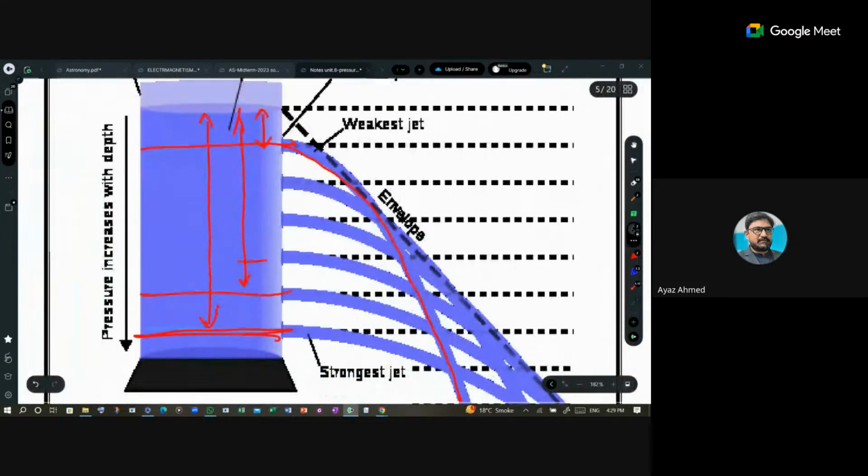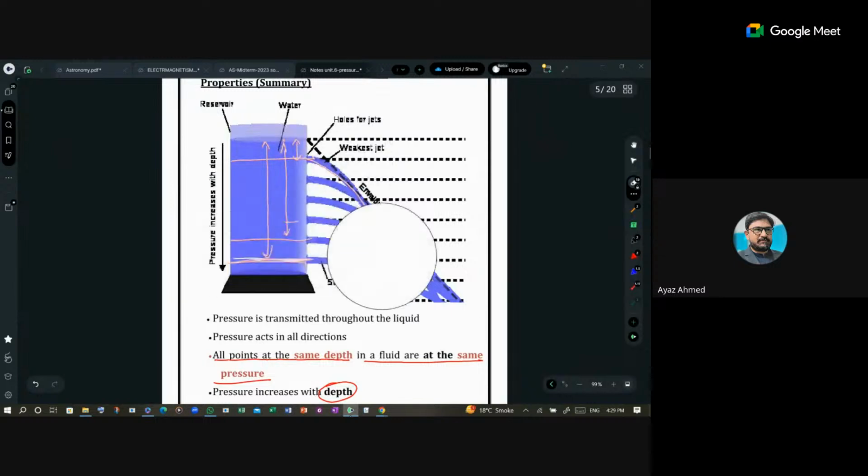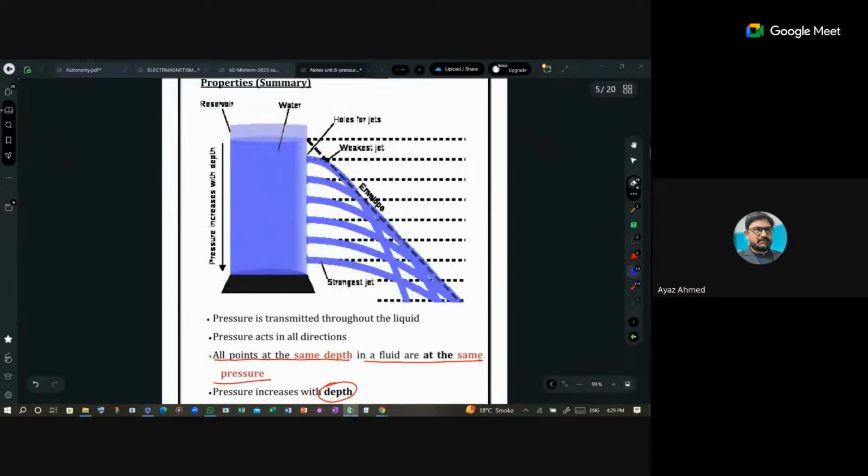So here I have mentioned one thing, that those holes which are deep, for example, this is the hole. This hole is at such a point that the height of the liquid column above the hole is greater. That's why it has the largest pressure. Are you getting it?